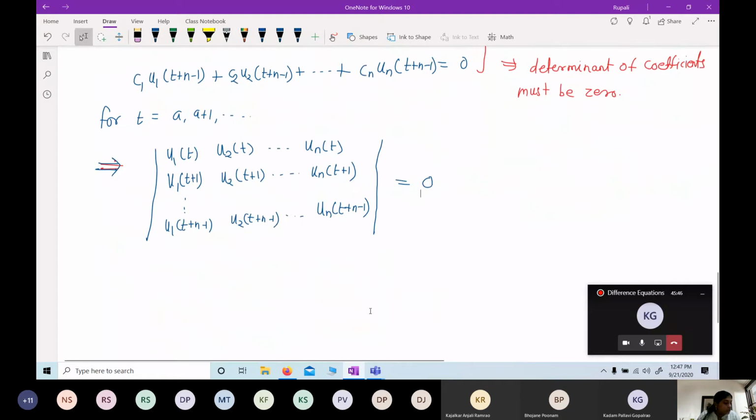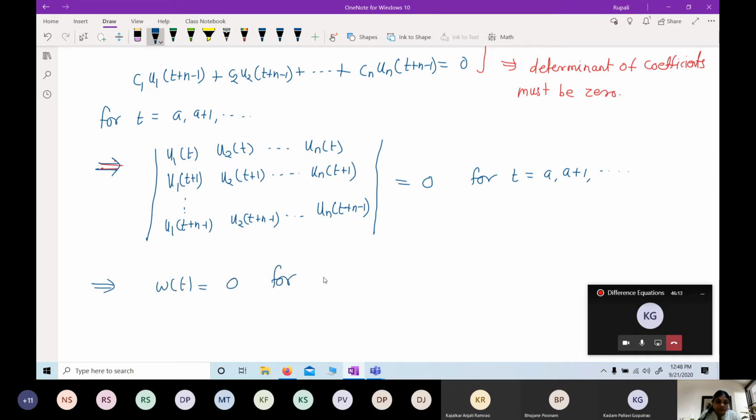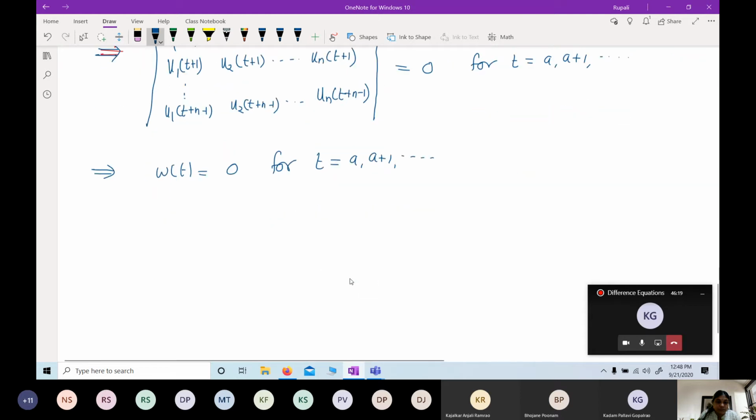And what is this? It is nothing but the Casoratian W(t). That is, W(t) is equal to 0 for all t. Is that okay?